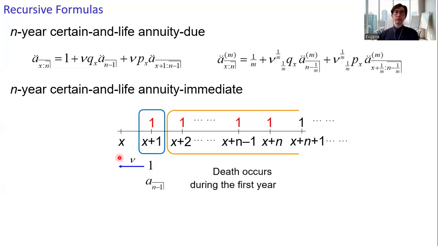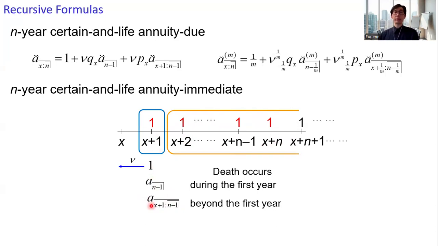And if the individual dies within the first year, then the actuarial present value for the remaining payments is the n-1 term annuity immediate. This is certain, annuity certain. And if the individual dies beyond the first year, the corresponding present value, we have the n-1 year certain and life annuity immediate at age x+1.